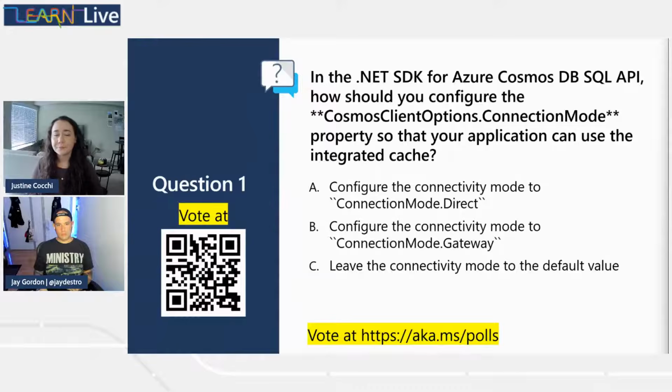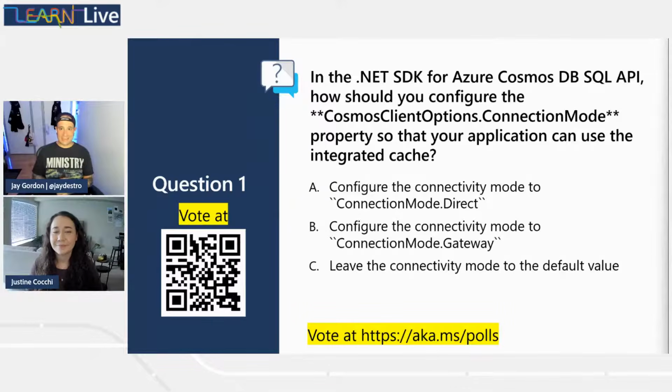And so the first question I'm going to ask Justine, the first question. In the .NET SDK for Azure Cosmos DB SQL API, how should you configure the CosmosClientOptions ConnectionMode property so that your application can properly use the integrated cache? So we've got 3 answers here. We've got configure the connectivity mode to ConnectionMode.Direct, ConnectionMode.Gateway, or you leave the connectivity mode to the default value.